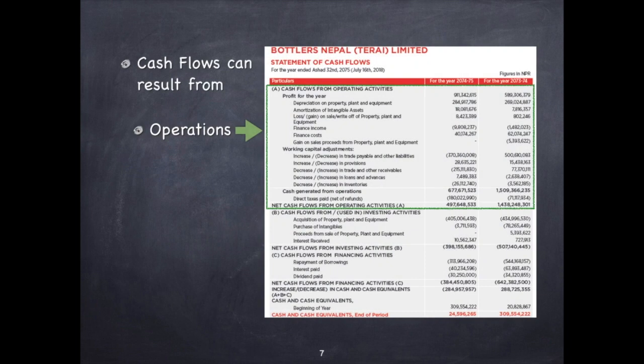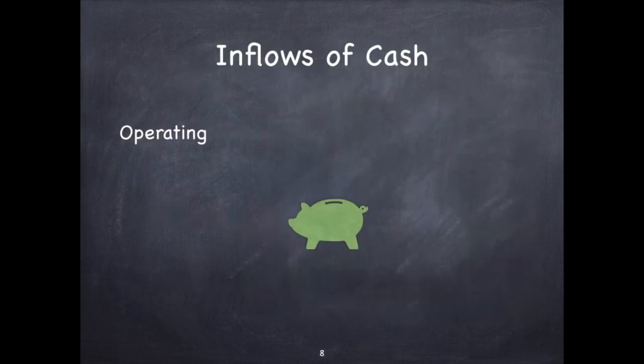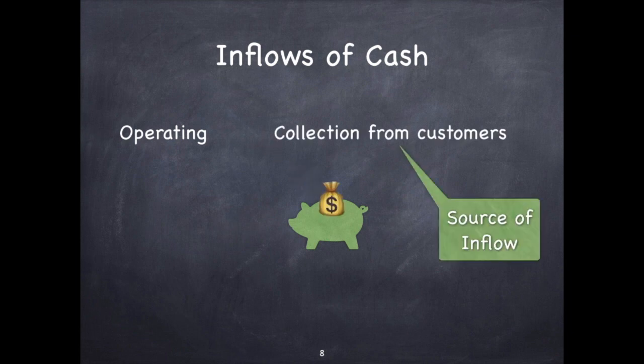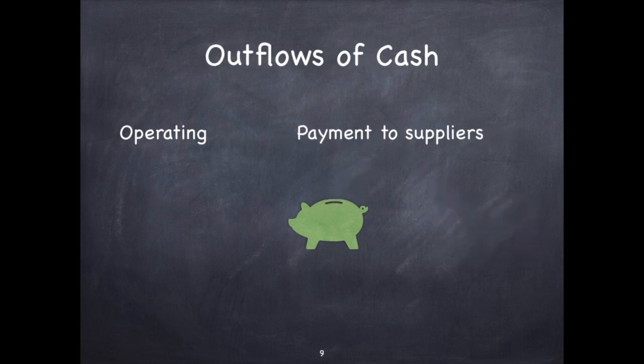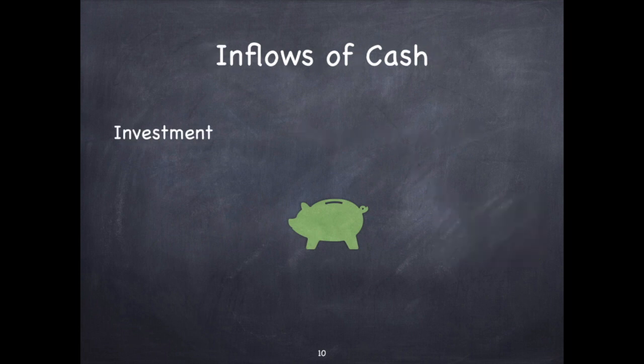So here is a typical cash flow statement. It breaks down into 3 parts, one is the cash flow from operation, second is cash flow on investing, and the third is cash flow on financing. Operating cash flows, the inflows come as collection from customers, and the outflows are payment to suppliers. And here, suppliers include suppliers of both material, labor, and other services. So suppliers is to be viewed broadly in this case.